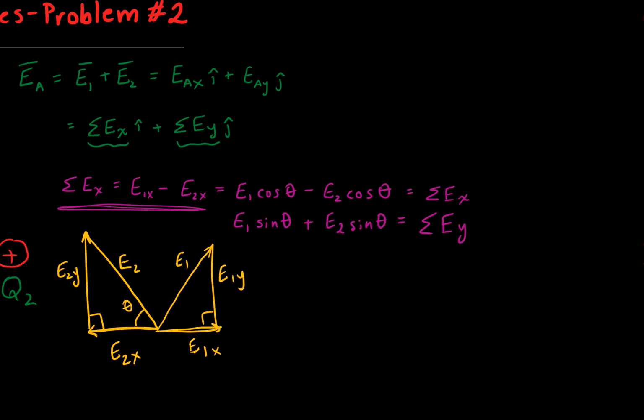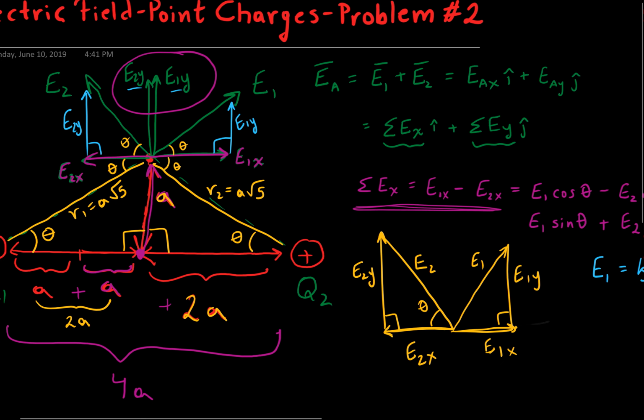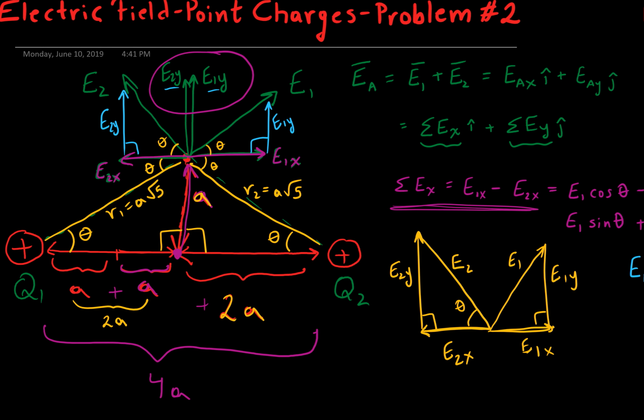Okay, now we're going to define what E1 and E2 are, respectively. So E1 is equal to K times Q over R squared. And remember what that R was. That is the distance from the charge to our point in space where we want to know the electric field. And we had verified, based on our diagram, that at least for E1, it is R1, which is A root 5. But R1 is also the same as R2, which is also A root 5.